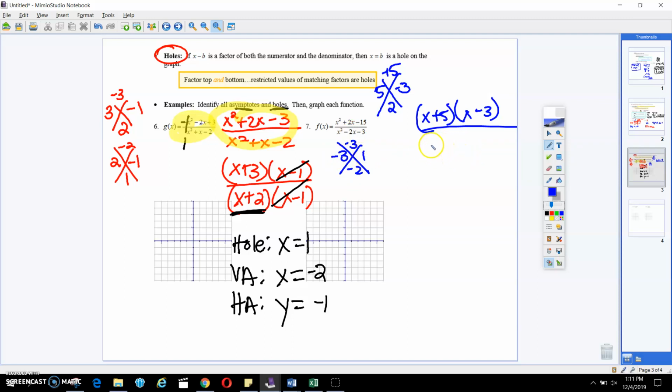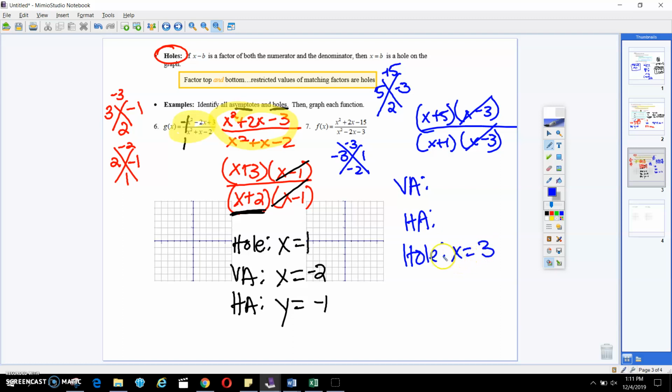Negative 3 and positive 1, right? So this will be x plus 1 times x minus 3. Yes, you can write it the other way if you want. And now we're going to figure out what our vertical asymptote, horizontal, and hole are. Okay, so for our hole, that's the one that we cancel out, right? So this x minus 3, if we solve, we're going to get x equals 3, right?